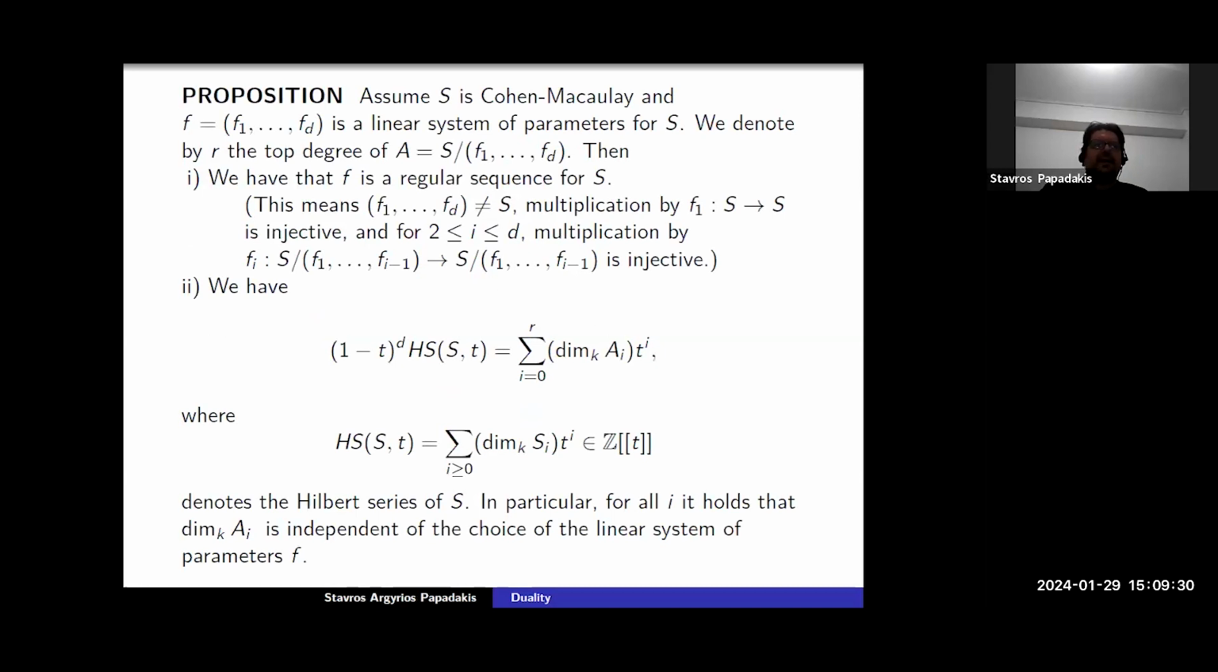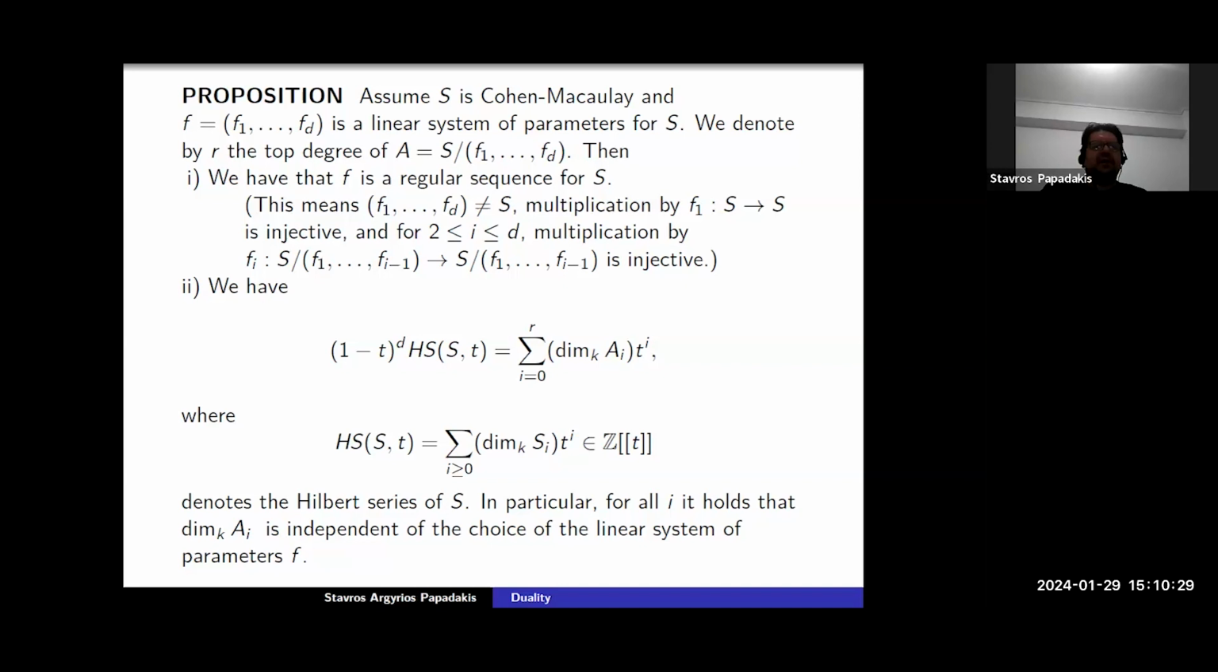This is a proposition that says the following. Assume we have S, f, and A as before, and we assume that S is Cohen-Macaulay. Then the first important thing is that f is a regular sequence for S. This is, in general, a much stronger property than dropping the dimension to zero. It means that the ideal generated by f is different than S, and that multiplication by f_1 from S to S is injective.